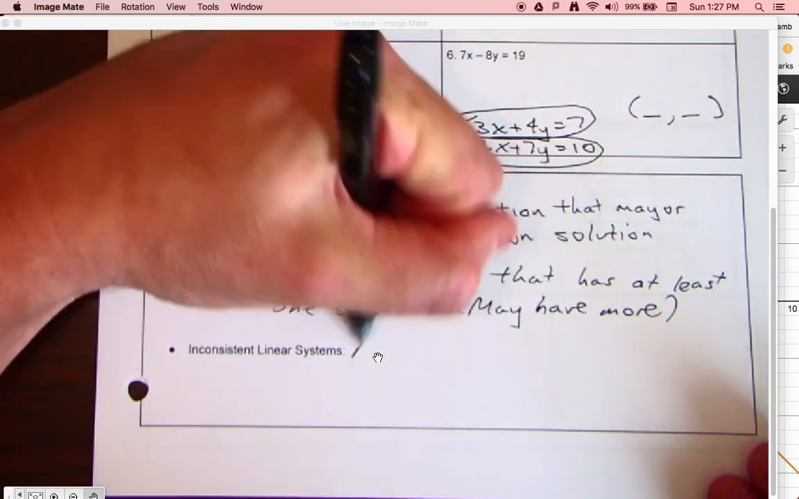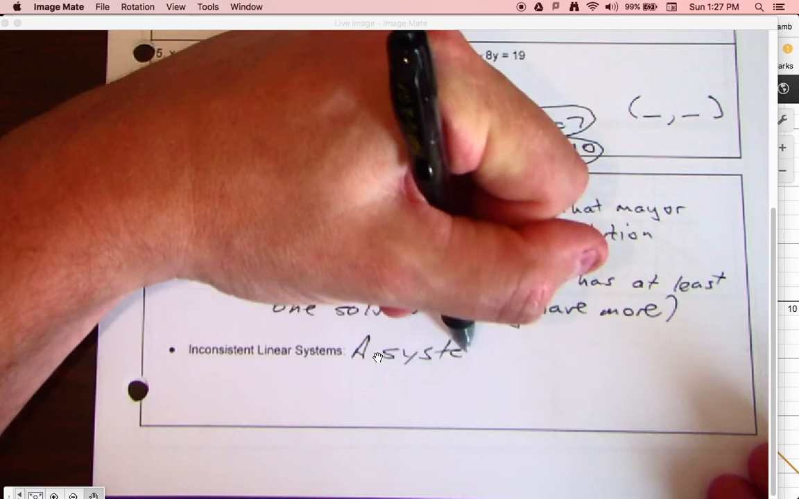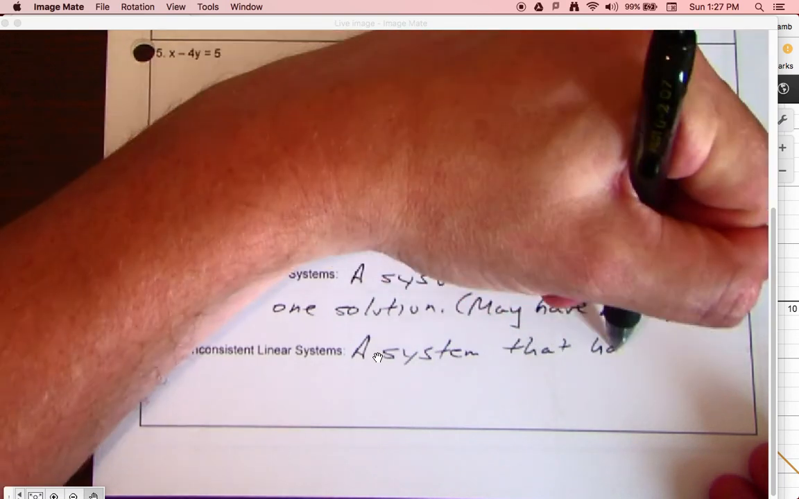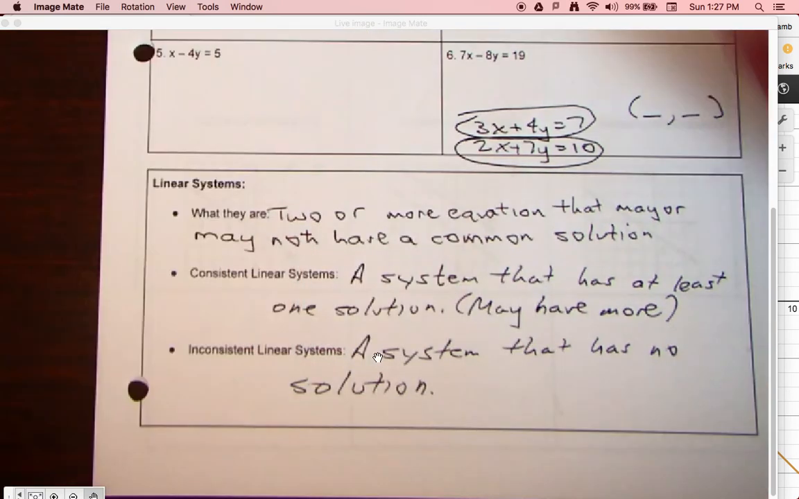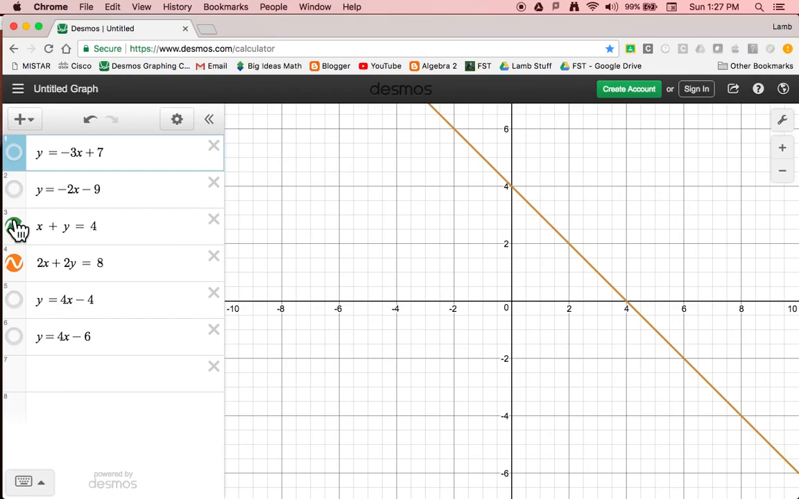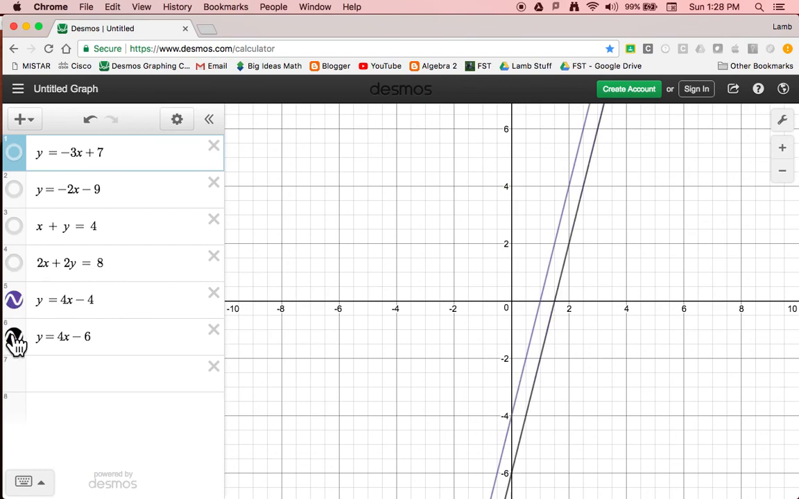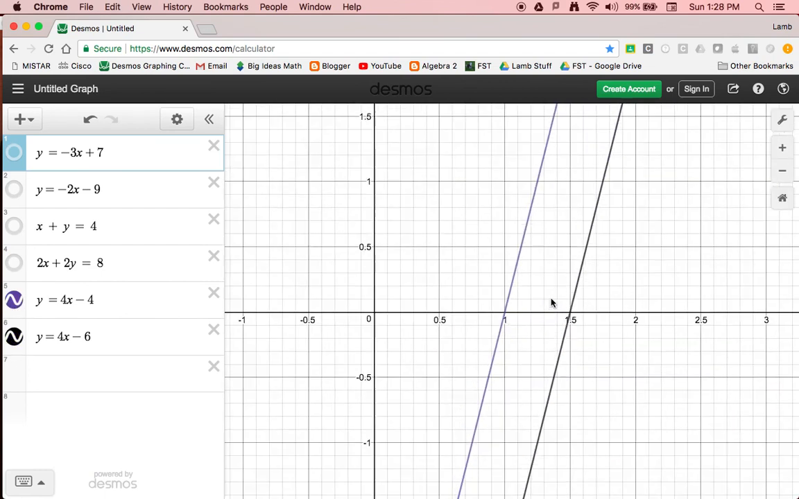A system that has no solution. Let's take a look at an example of that, which will be these last two. Notice I graphed that one, and then I graphed the second one. What do you notice about them? They're parallel, right? What do you notice about their equations? Hopefully you can see right here they have the same slope. Anytime you have two equations in a linear system that have the same slope, you're going to have what's called an inconsistent system. Why? Because they're parallel, and so therefore they're never going to cross each other.